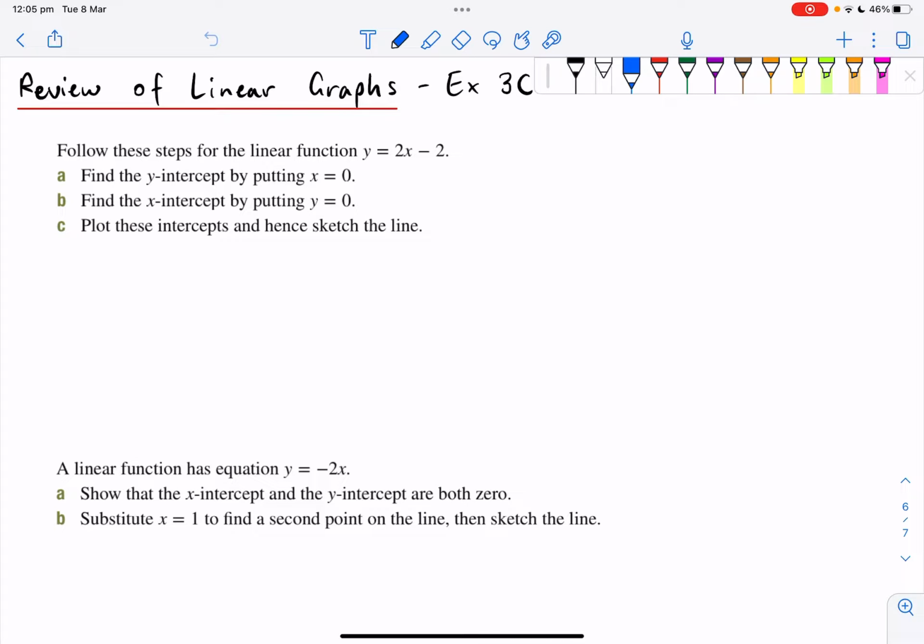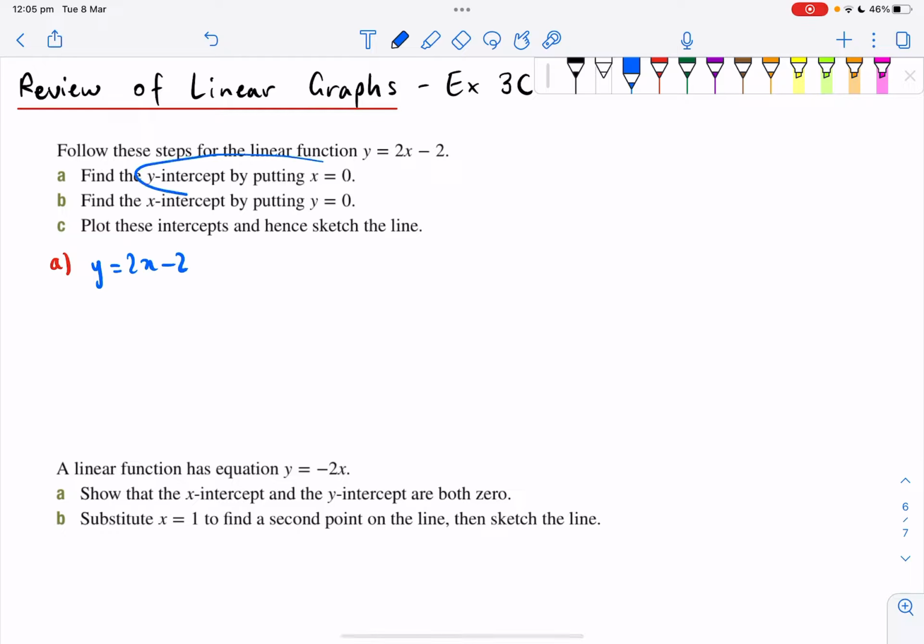So follow these steps for the linear function y equals 2x minus 2. Find the y-intercept by putting x equals 0. Find the x-intercept by putting y equals 0. Plot these intercepts and hence sketch the line. So these three questions are basically an instruction on how to find what a line would look like on a graph. So y equals 2x minus 2.